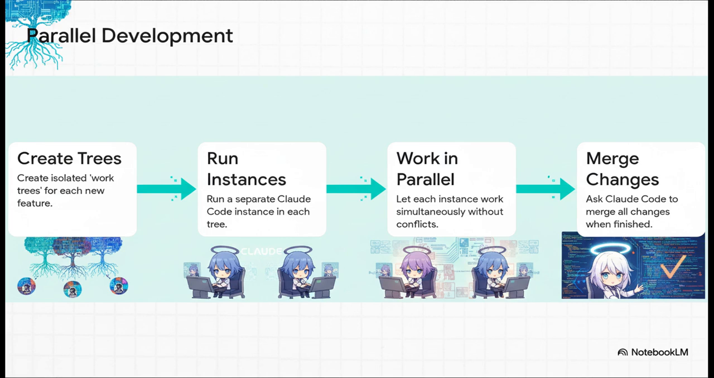Using a Git feature called work trees, you can create these totally separate sandboxes for each feature you're working on. Then, you fire up a different AI instance in each one, and they all work at the same time without messing each other up. When they're all done, you just tell the AI, okay, merge it all together. This is how you do a week's worth of work in an afternoon.